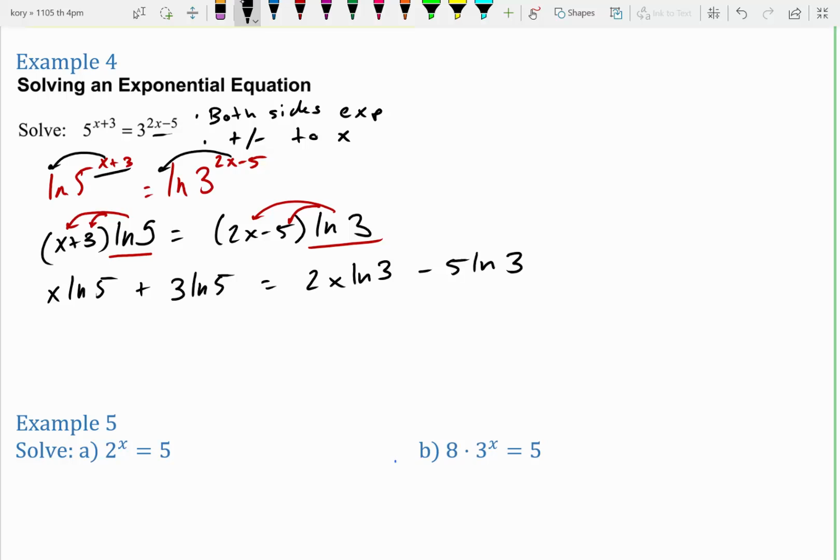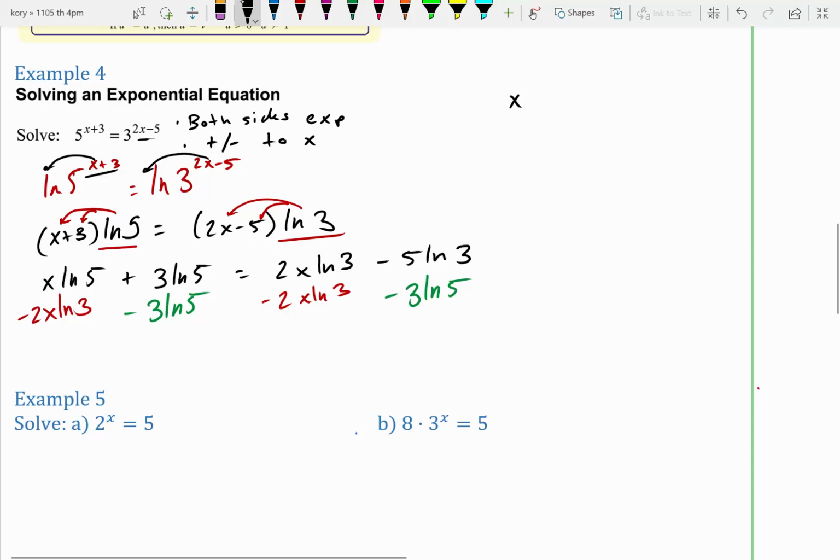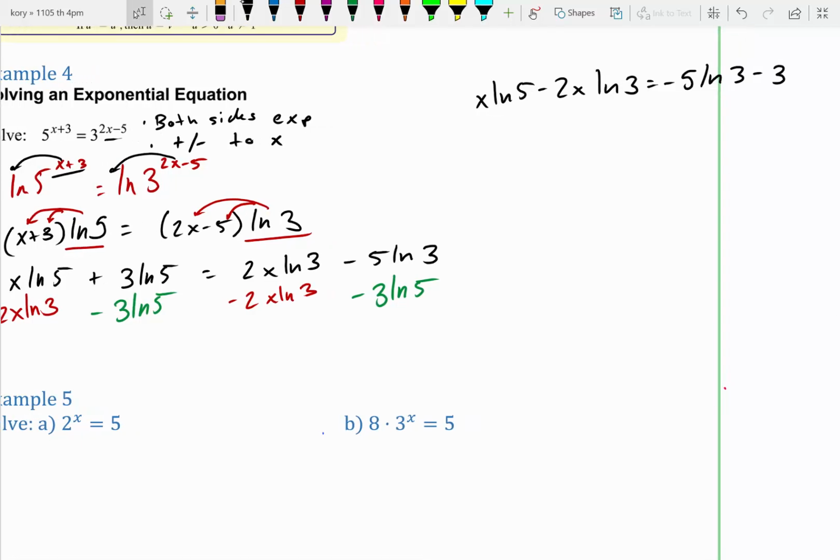So now that we distributed, we can go ahead and keep simplifying for x by putting all the logs with x's on one side and all the logs without x's on another. So we're going to subtract 2x ln 3 from both sides. And then we're going to subtract 3 ln 5 from both sides. So what we're left with is x ln 5 minus 2x ln 3 equals negative 5 ln 3 minus 3 ln 5.